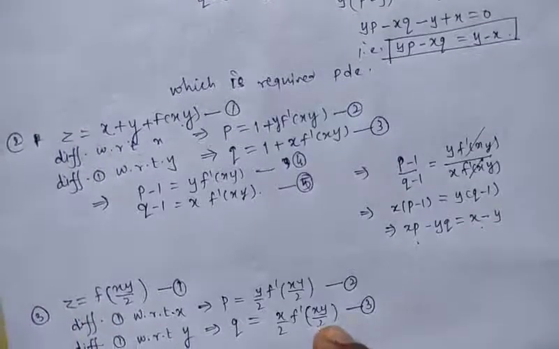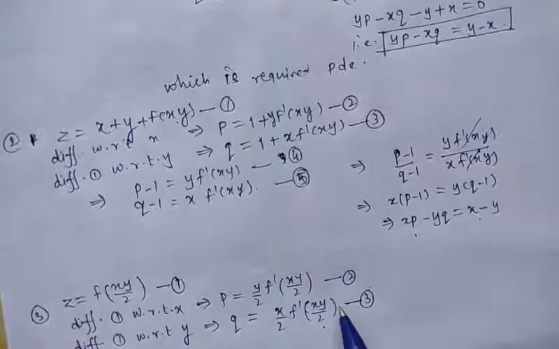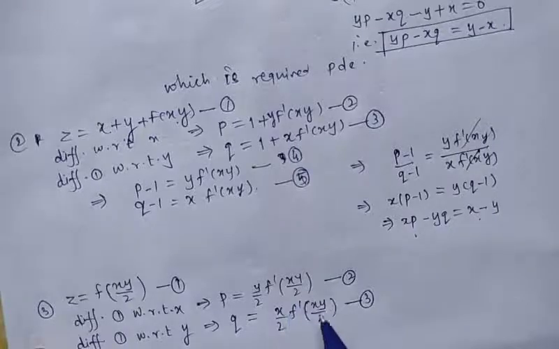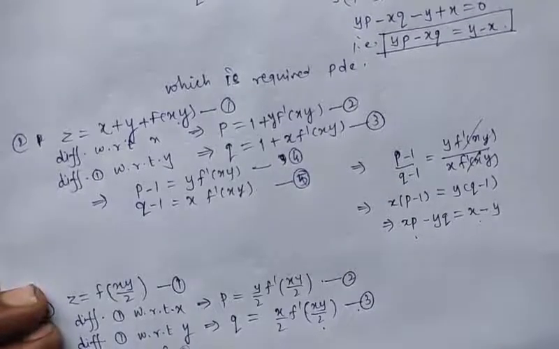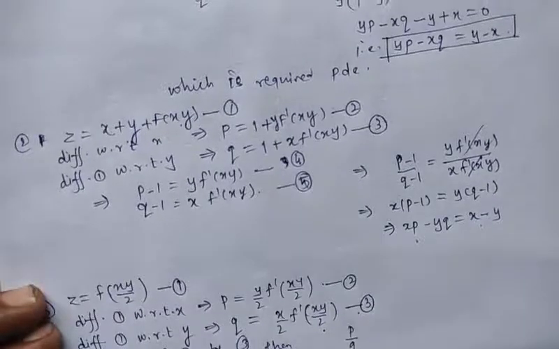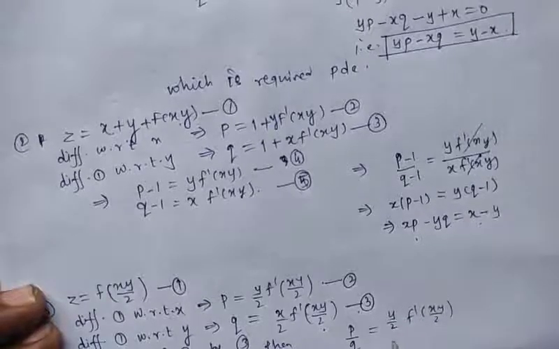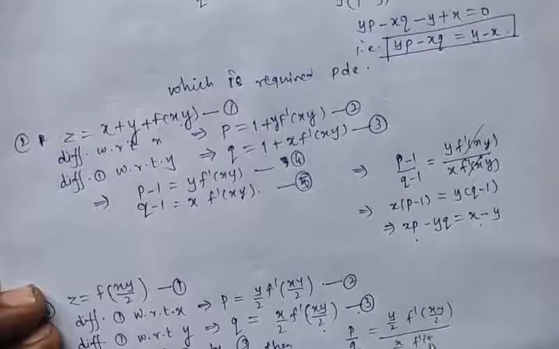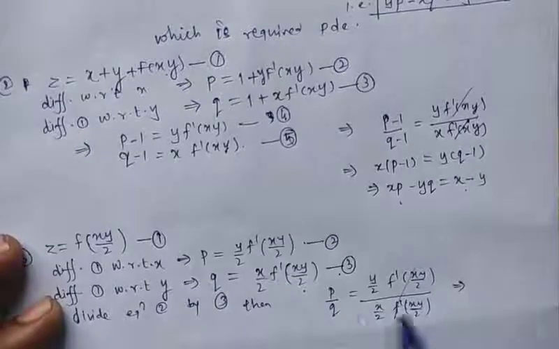Okay, now to remove the arbitrary function f dash xy upon 2 from these two equations, what can I do? Let's divide equation 2 by 3. Then we get p by q is equal to, on the right hand side, y by 2 into f dash xy by 2 divided by x by 2 into f dash xy by 2. So these two functions will get cancelled.